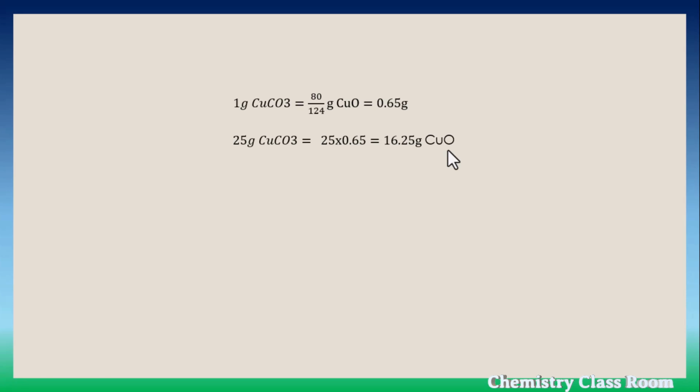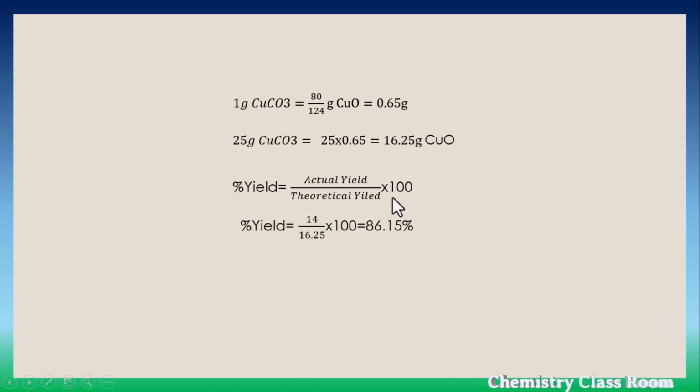Let's get to our equation, and that is percentage yield is equal to actual yield divided by theoretical yield into 100. Now this 14 gram is actual yield that was given to us initially, and 16.25 gram is theoretical yield that we have calculated using balanced chemical equation. Simply dividing this part and multiplying with 100, we get 86.15% percentage yield. Now you can see it's not equal to 100%. This means some of the product was lost.